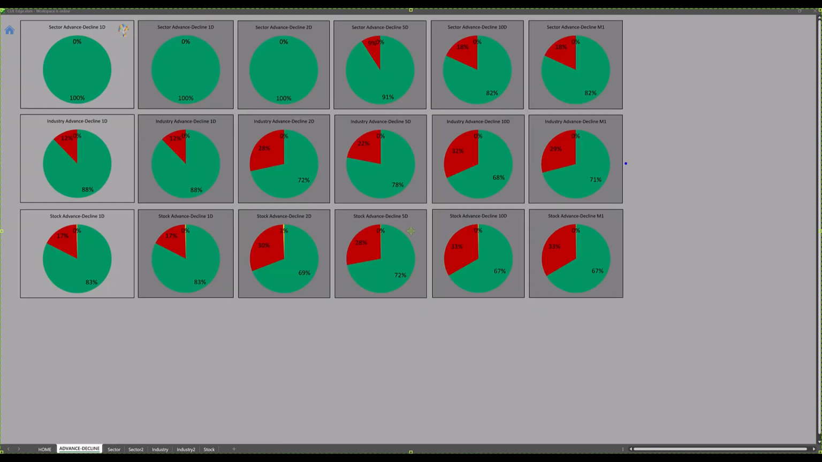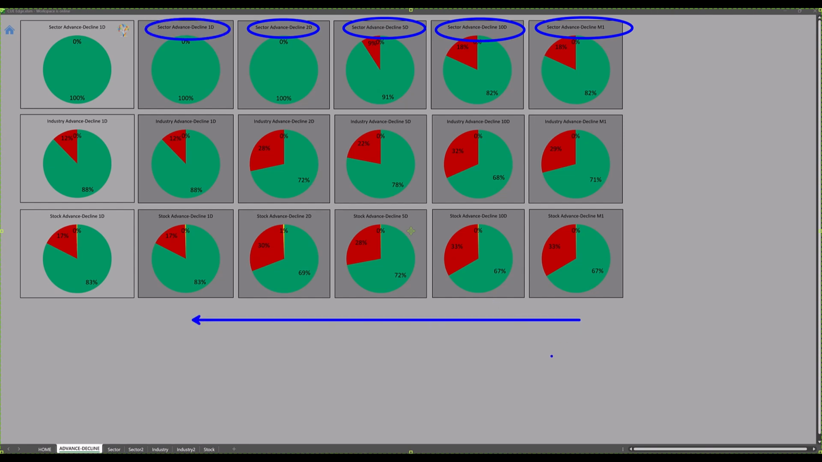Sector industry stock breadth. All the periods are bullish. The 1 month and 10-day longer-term periods are bullish. Medium term, this week, 5-day period, bullish. And even 2-day and 1-day periods are bullish. Not only that, from longer term to short term, the bullishness is staying the same or even increasing.